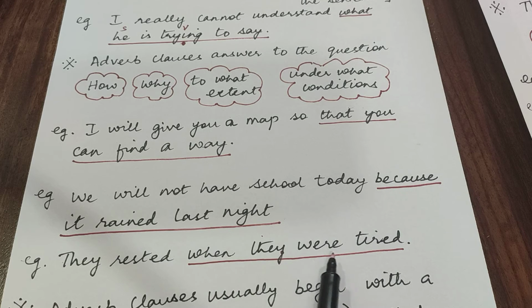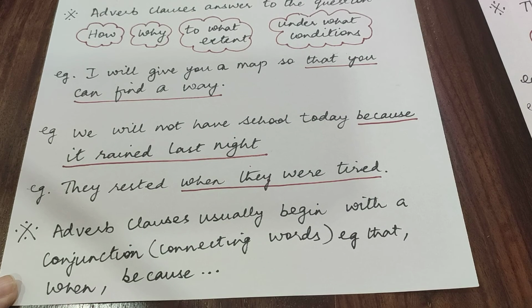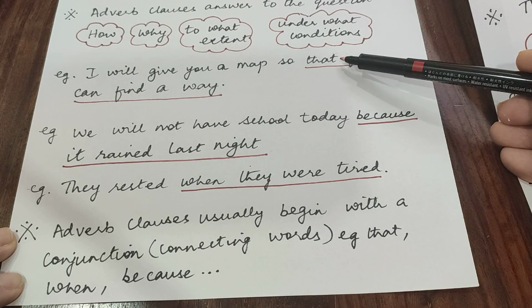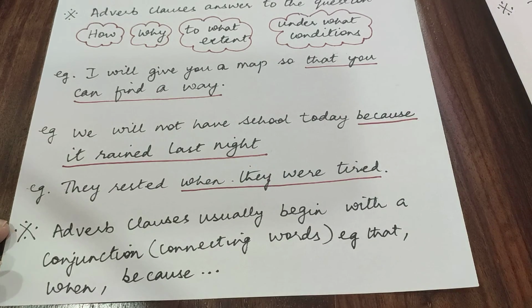They rested when they were tired. Over here, when they were tired is answering about the verb rested. That is why it is an adverb clause. So over here, the thing to remember is that adverb clauses usually begin with a conjunction. What are conjunctions? They are connecting words. Example, that, when, because. So all the examples that you have seen, they all begin with a conjunction. That, because, when and many more.